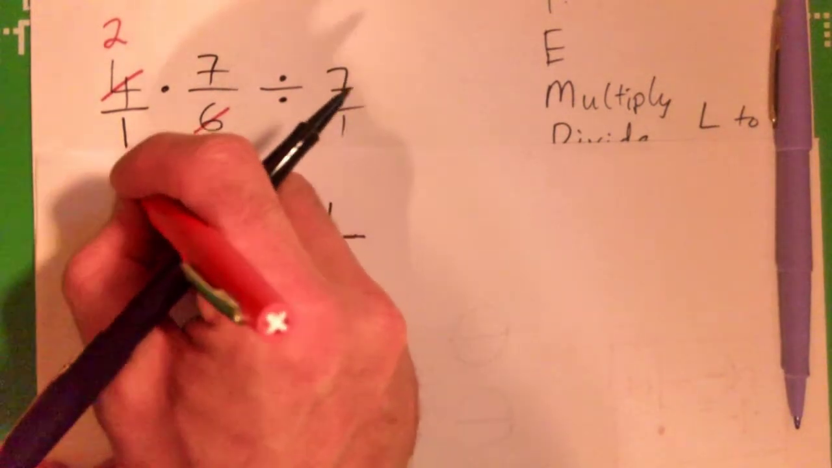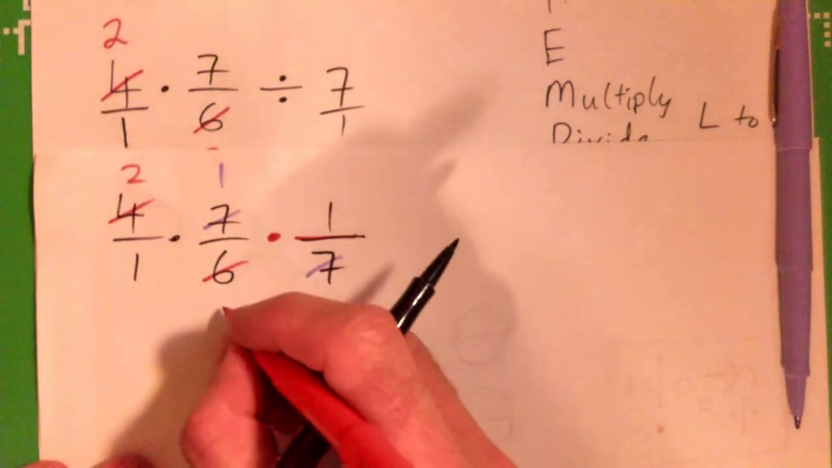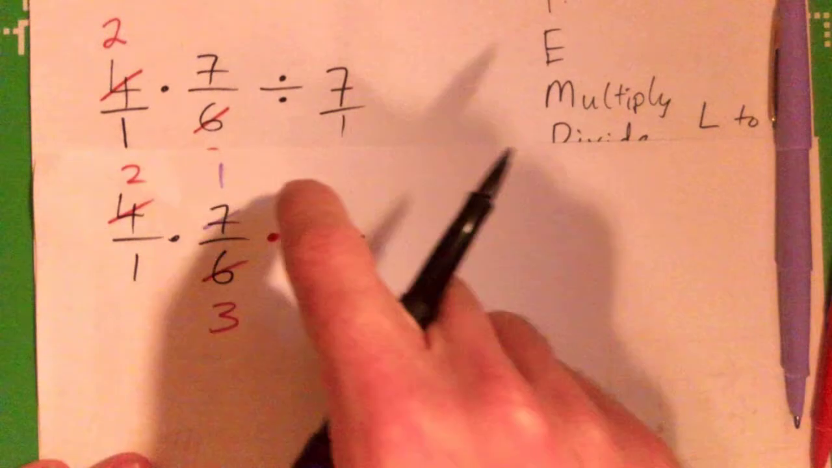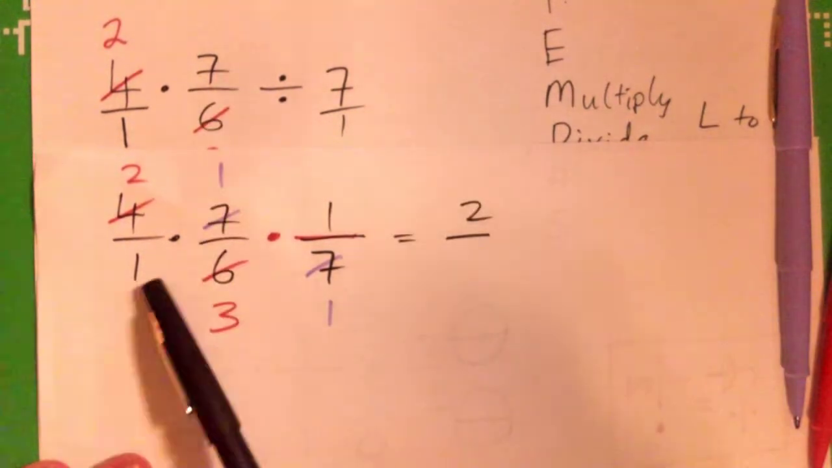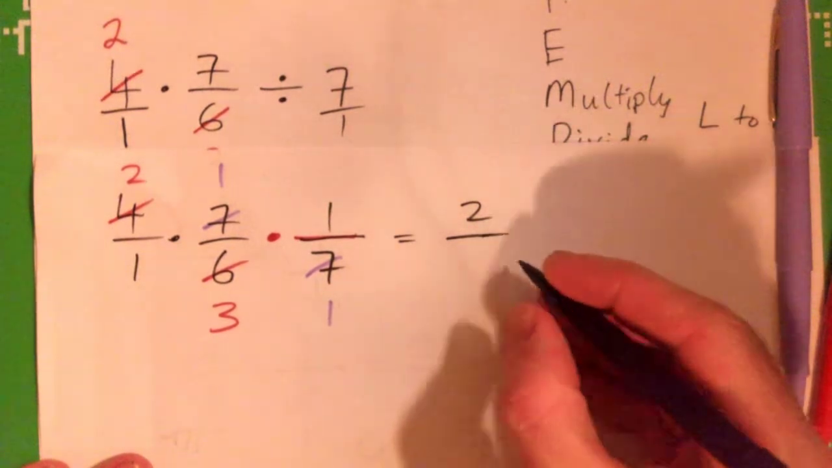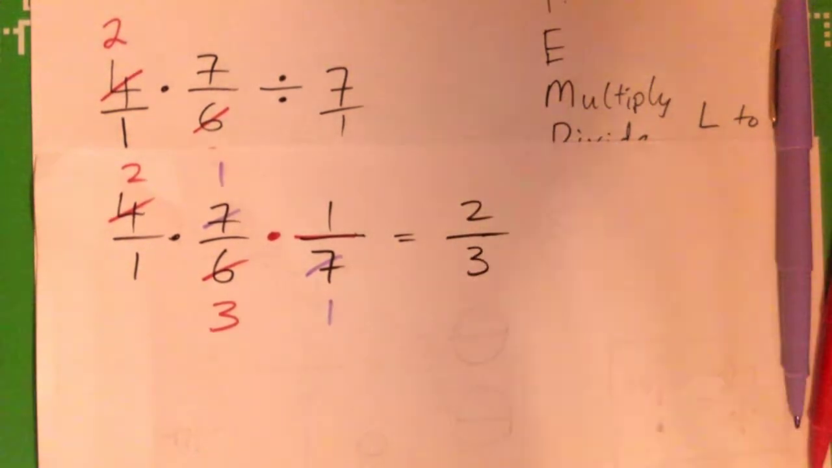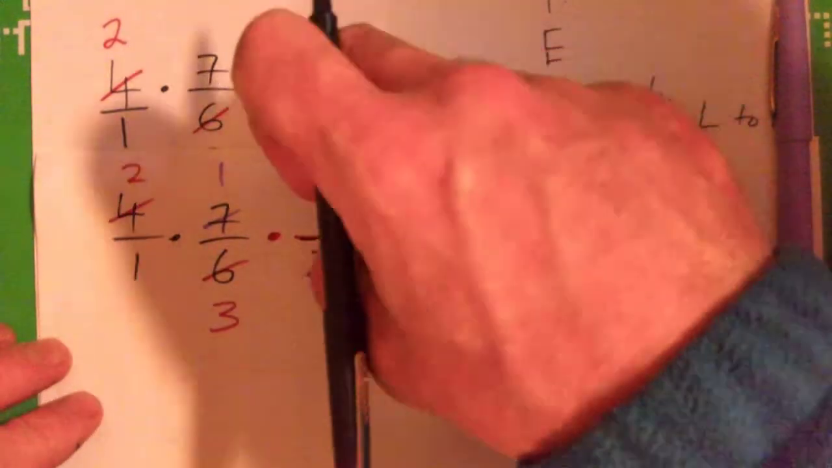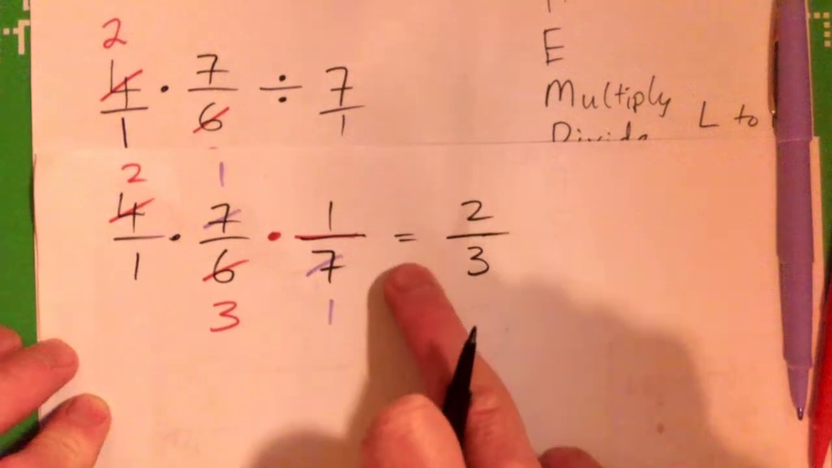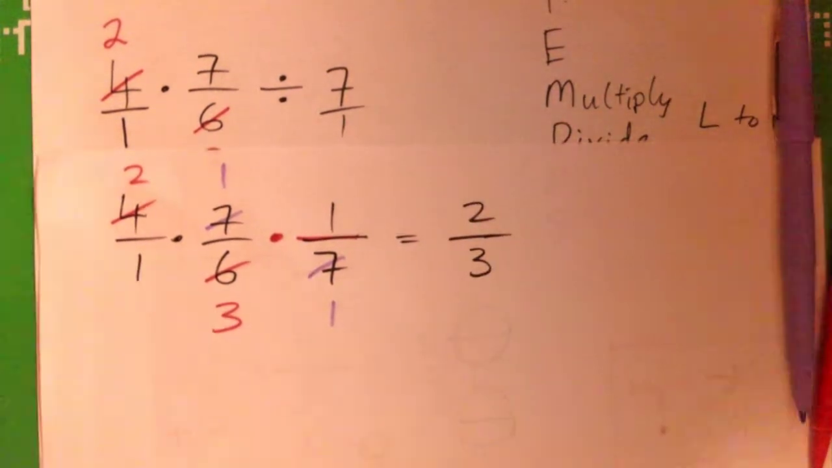2 into 4 goes twice. 2 into 6 goes 3 times. 2 times 1 times 1 gives what on the top? 2. And 1 times 3 times 1 on the bottom gives? 3. So that's another way. That would have been fine. In this case, we can just turn that division into multiply by the reciprocal and keep going, right?